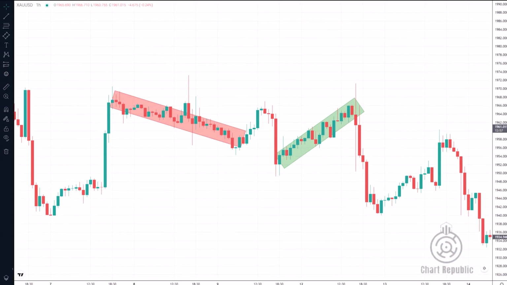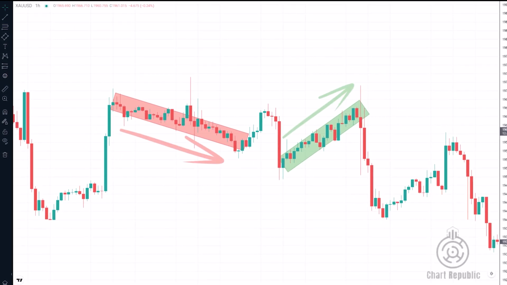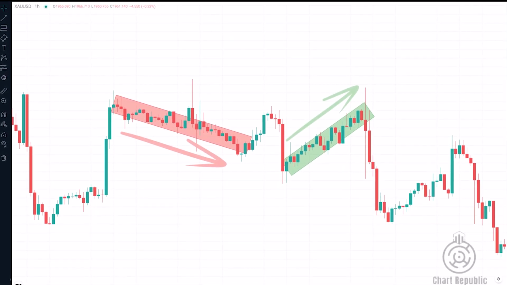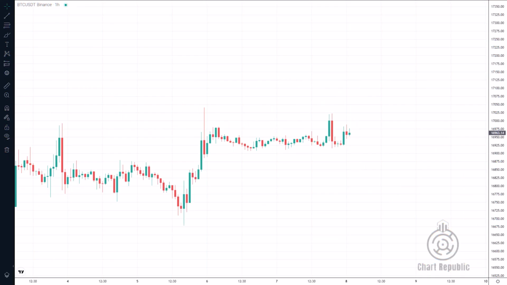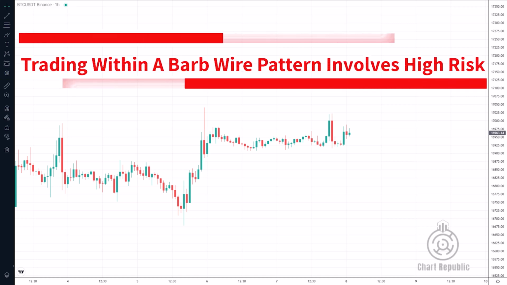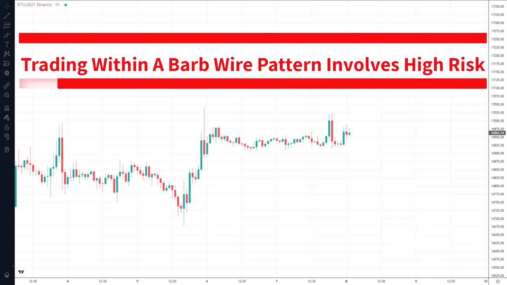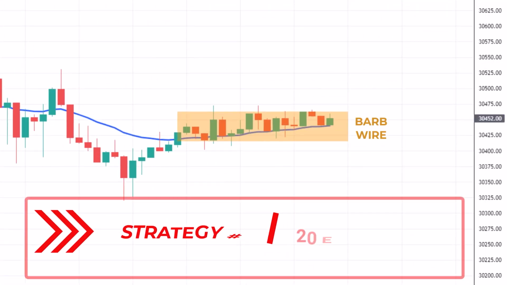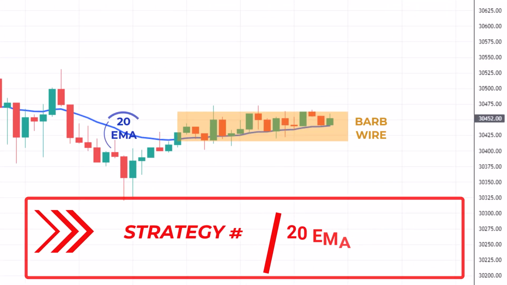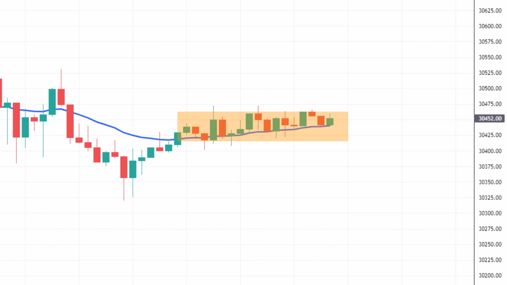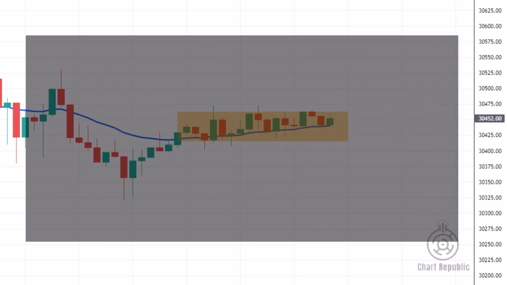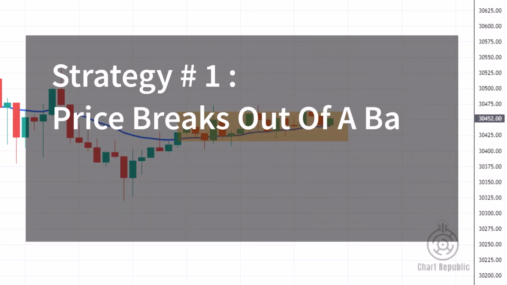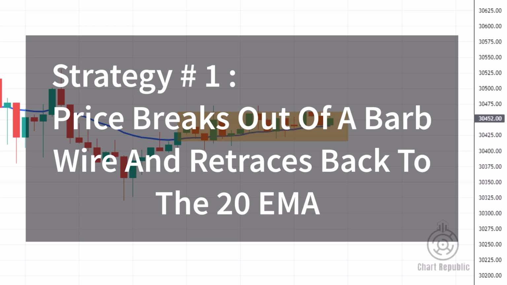Barb wires come in different shapes. Some have upward or downward angles, but the ones we prefer to use with the 20 EMA are mostly flat or horizontal. Before exploring this strategy, it's crucial to caution against trading within any barb wire formations. They are highly unpredictable and widely regarded as significant capital drainers in the realm of price action. Barb wires often appear near the 20 EMA and seem tightly connected to that line, almost as if adhered to by an invisible force. The initial strategy I'll explain involves the price moving out of a narrow trading range, or barb wire, and retracing back to the 20 EMA.